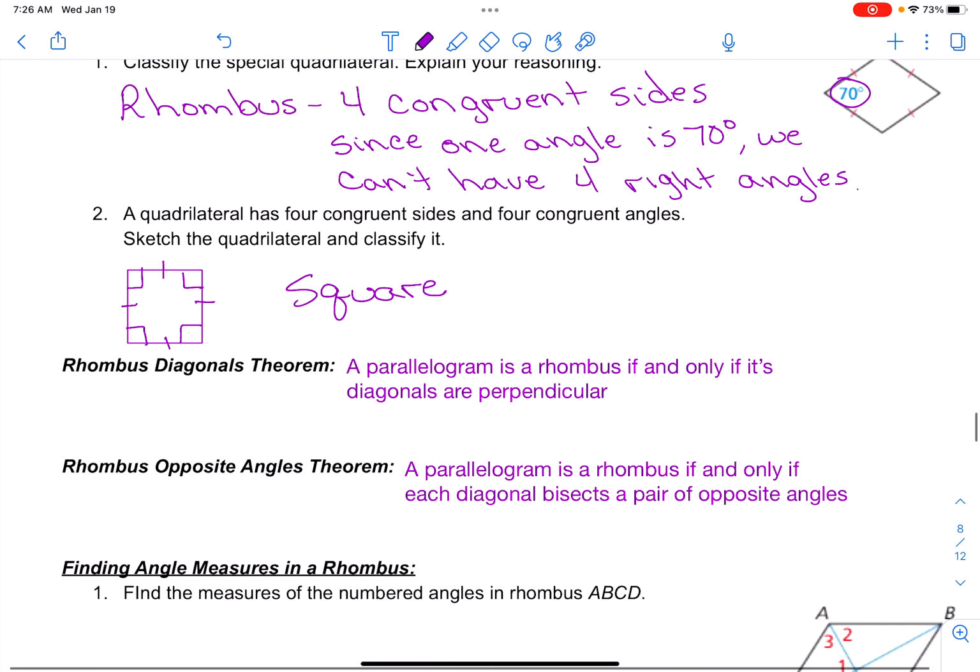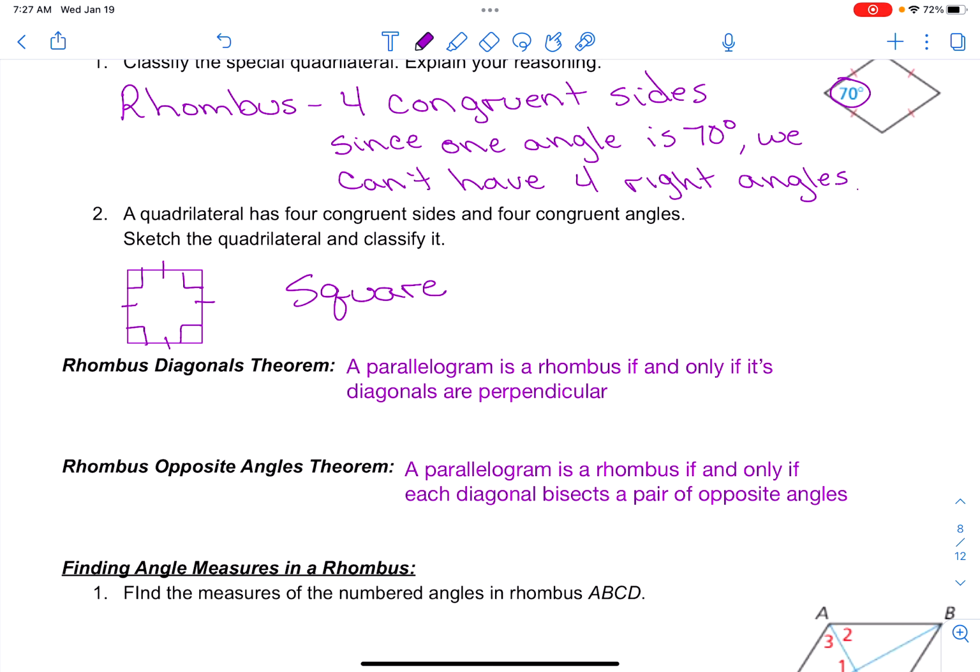So then the next thing we get into is the rhombus diagonals theorem and the rhombus opposite angles theorem. For the diagonals, it says a parallelogram is a rhombus if and only if its diagonals are perpendicular. Remember, if the diagonals are perpendicular, it means that they form 90-degree angles in that center where the diagonals cross.